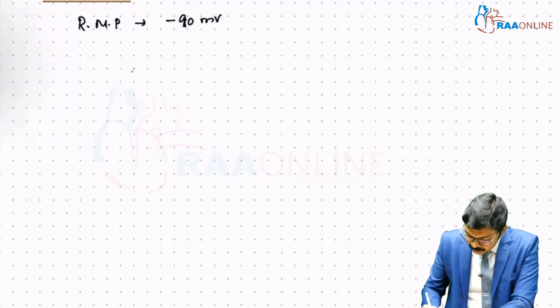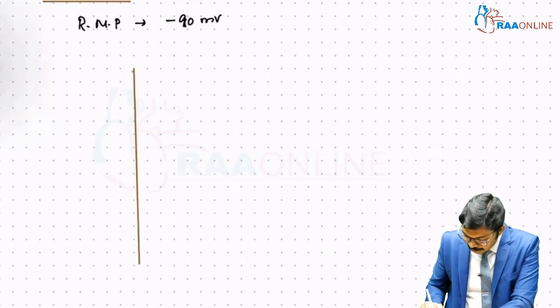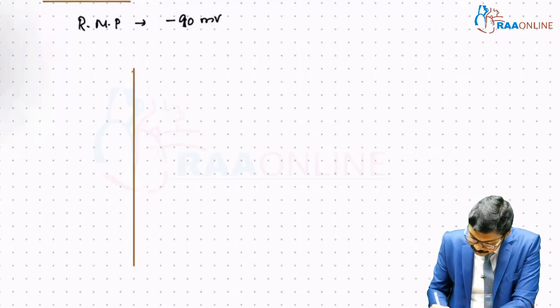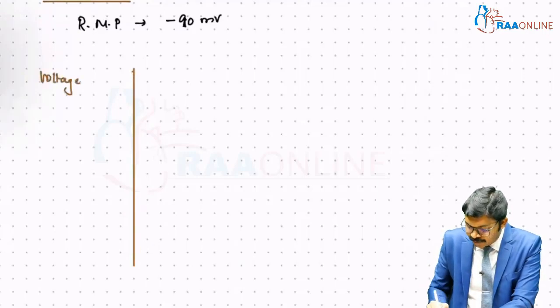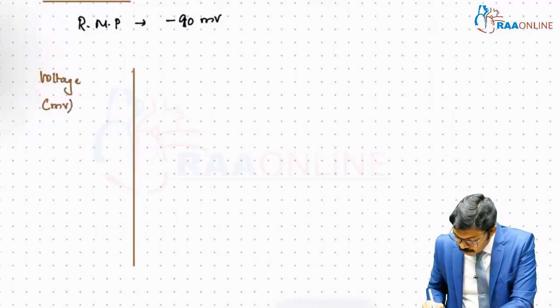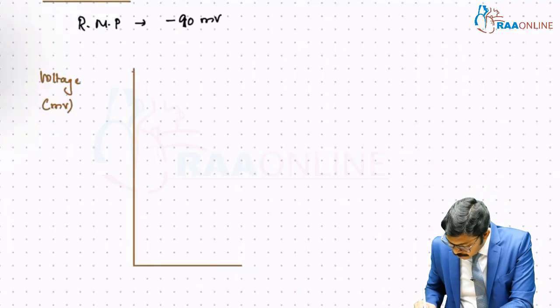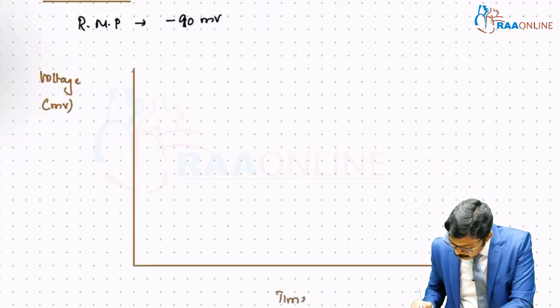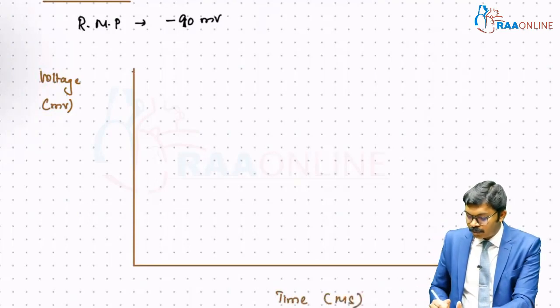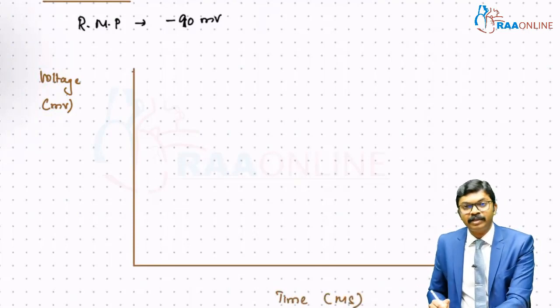On the y-axis I'm going to take voltage, expressed in millivolt. And on the x-axis, I'm going to take time, which will be in milliseconds. So voltage on the y-axis and time on the x-axis, people.